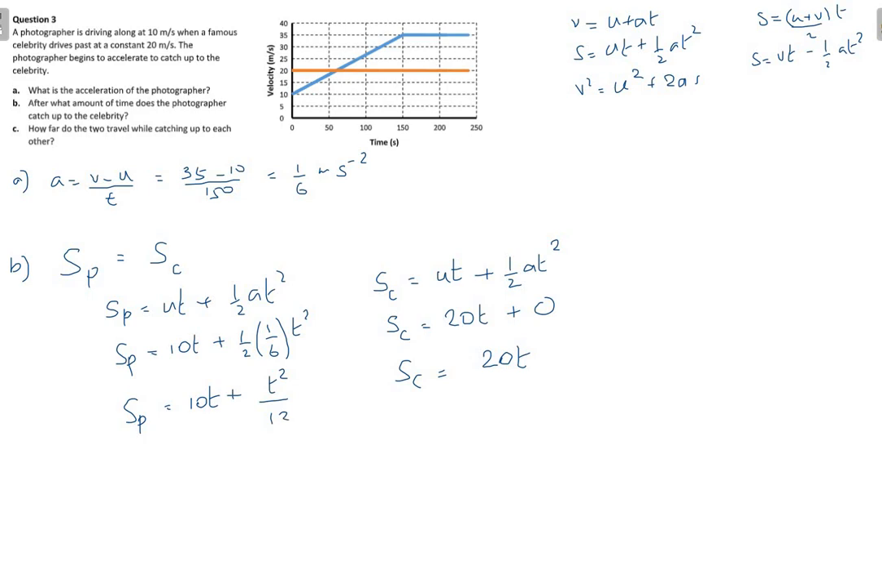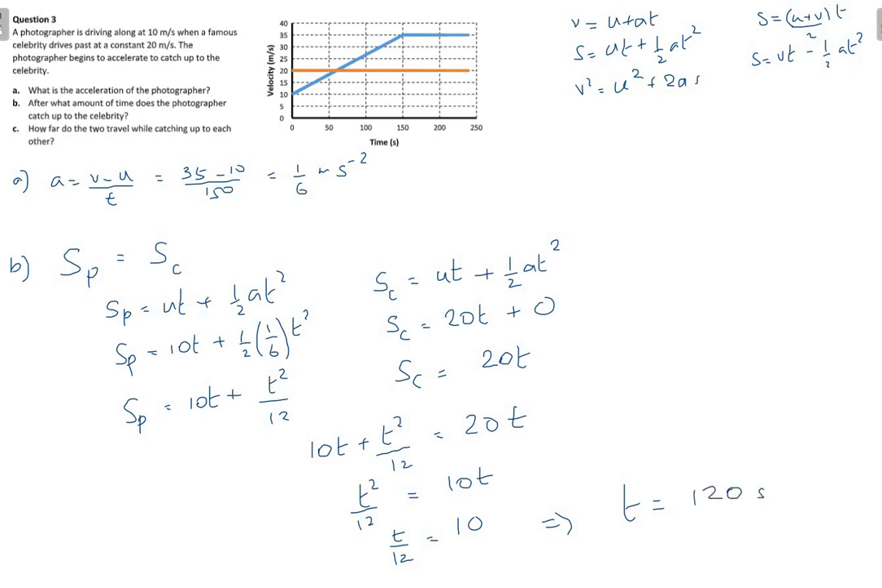So we equate those two together because they are the same. Then we get 10t plus t squared over 12 is equal to 20t. Simplify that further, we get t squared over 12 is equal to 10t. One of the t will cancel out, so you're left with t over 12 is equal to 10. And therefore, t is equal to 120 seconds.